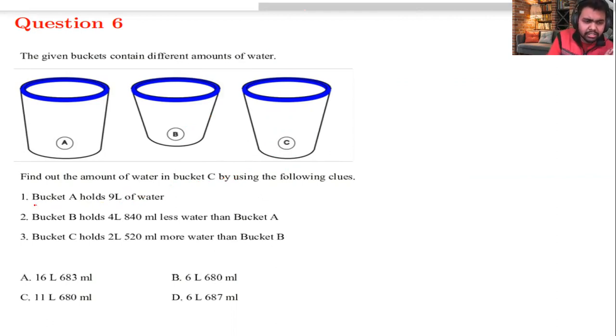Here it is saying that bucket A holds 9 liter of water. So I'm simply going to write 9 liter of water is being held by bucket A. Second thing, it is saying that bucket B holds 4 liter and 840 ml less water than A. That means bucket B has less water than A. And how much less water than A? 4 liter and 840 ml less water. So try to understand, here we have to subtract.